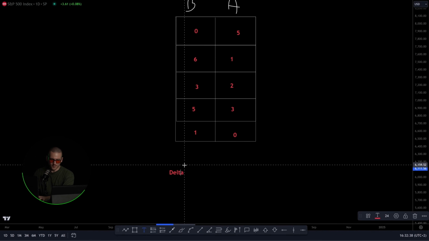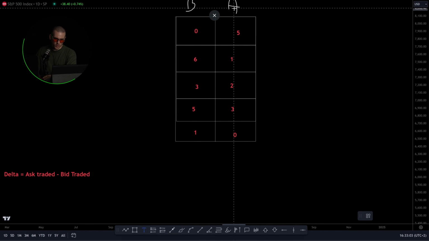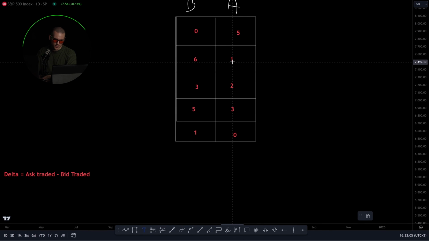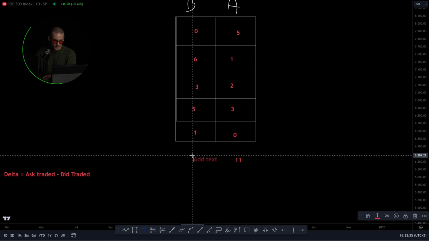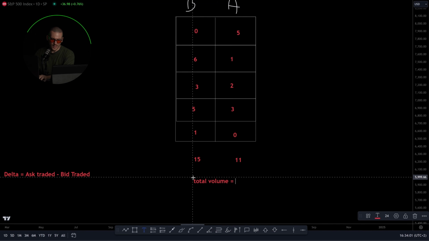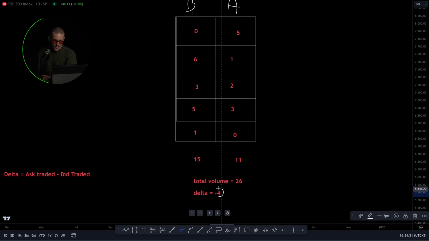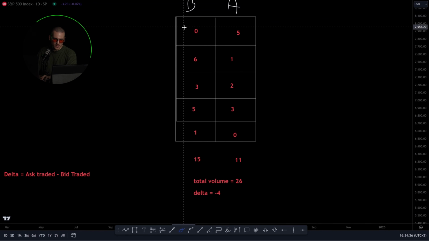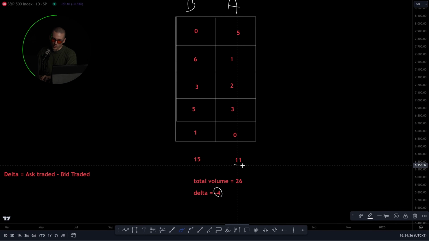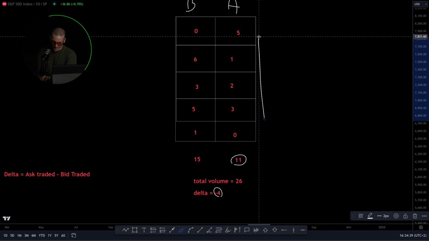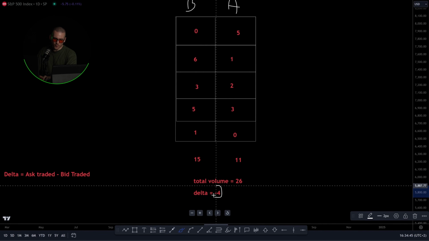The formula of delta is nothing more than the difference between ask traded minus bid traded. So if the total volume traded on the ask is 5 plus 1 plus 2 plus 3, which is 11, and the volume traded on the bid is 15, the total volume traded in the candle would be 26, and the delta would be minus 4. So the delta is showing us that aggressive sellers in this side of the candle were more present than aggressive buyers in this side of the candle by a total value of minus 4 contracts.